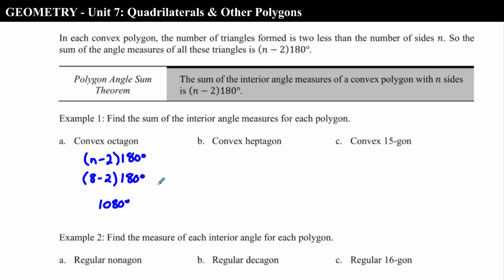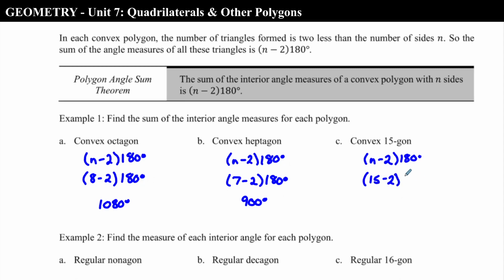For a convex heptagon, a heptagon has 7 sides. So here our n is going to be 7. 7 minus 2 gives us 5. 5 times 180 gives us 900. And for a 15-gon, this one's even easier because you know that in a 15-gon, n is obviously 15. So we're just going to put 15 in here. 15 minus 2 is 13. 13 times 180 gives us 2340.